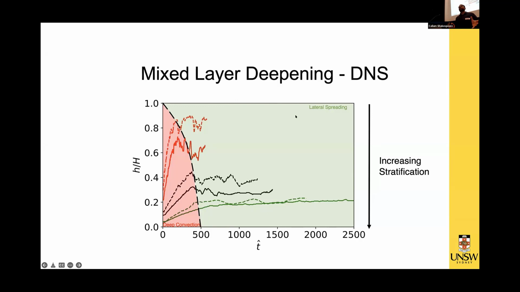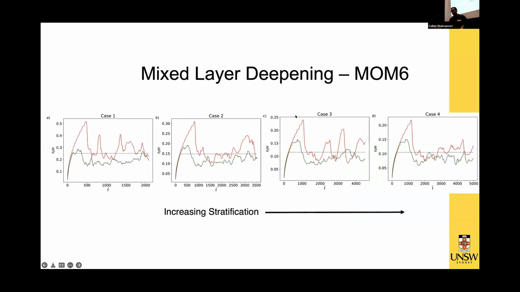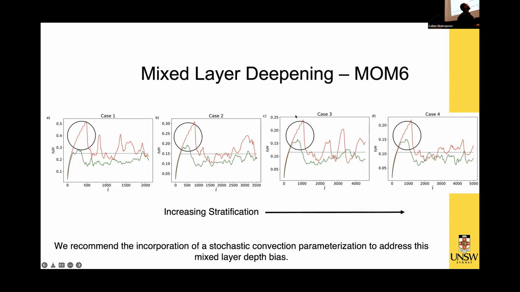But one question that we had when we were doing this study was, in DNS, we're resolving all scales of motion. We're resolving turbulence. How does that compare with these typical KPP, energetic planetary boundary layer parameterizations that exist in a model like MOM6? Well, we were actually able to create kind of an apples to apples comparison with a MOM6 model and look at the mixed layer deepening. It looks kind of similar, but there's one difference, which is that there's this overshoot in the mixed layer depth before it reaches this theoretically determined mixed layer depth based on the lateral spreading. And we think that's because of the way convection is modeled in MOM6, and we propose the development of a stochastic convection parameterization.